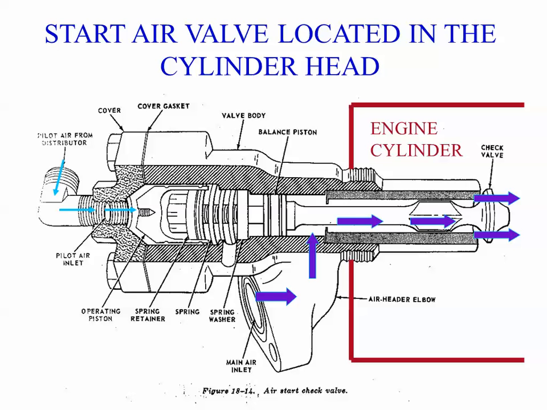Now, the start air valve is located, as this says, in the cylinder head, and this is your pilot air from the distributor, and that air acting on top of a piston will push the valve open, allowing air from the start air line to enter the cylinder.